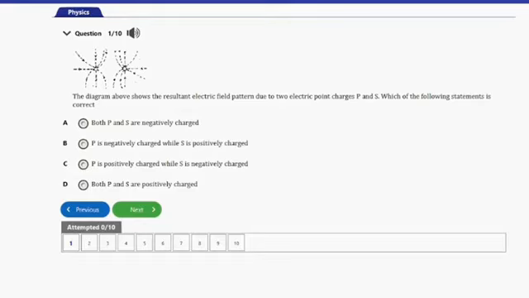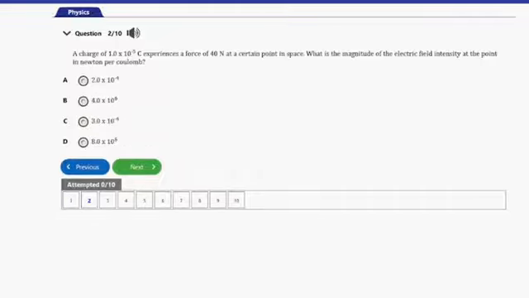So guys, recall the conventional flow of current, and here you notice that the field lines are pointing inwards. So you see the arrows pointing inwards here, so you notice that both P and S are negatively charged. So that's it for this question. Let's go ahead and consider the next question. That's question number 2 here.